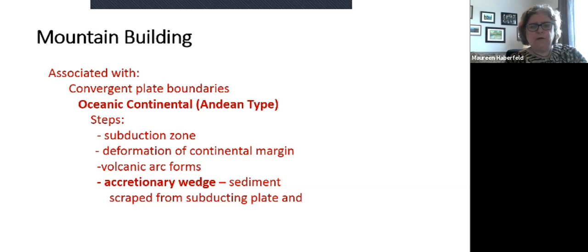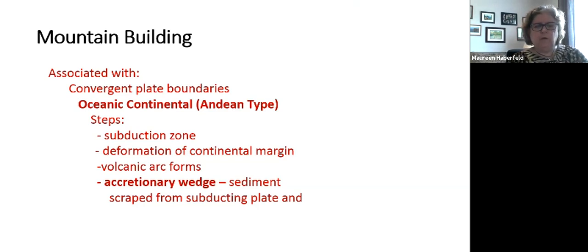With my students, I always use the example. If I took my left hand and I smeared it with peanut butter, I've never actually done this, but you can imagine if I smeared it with peanut butter and I pushed it underneath my right hand, what would happen to the peanut butter? It would mound up on the edge here. So that's an example of what happens with an accretionary wedge. It accretes or adds on and piles up right here. And that forms one mountain range.